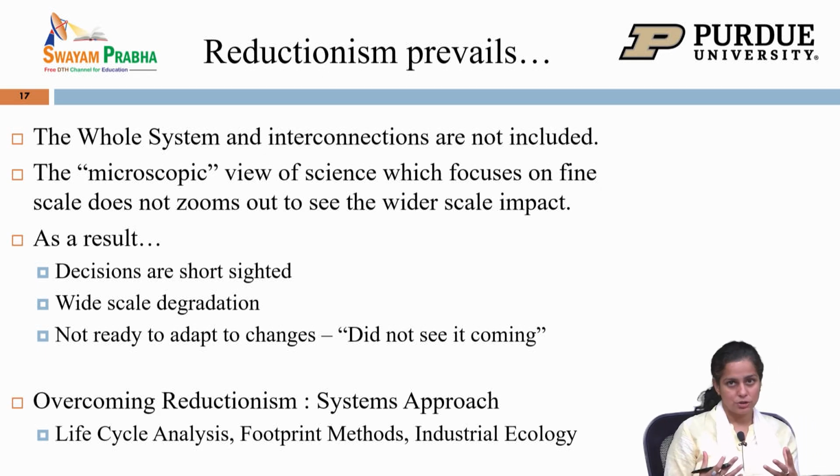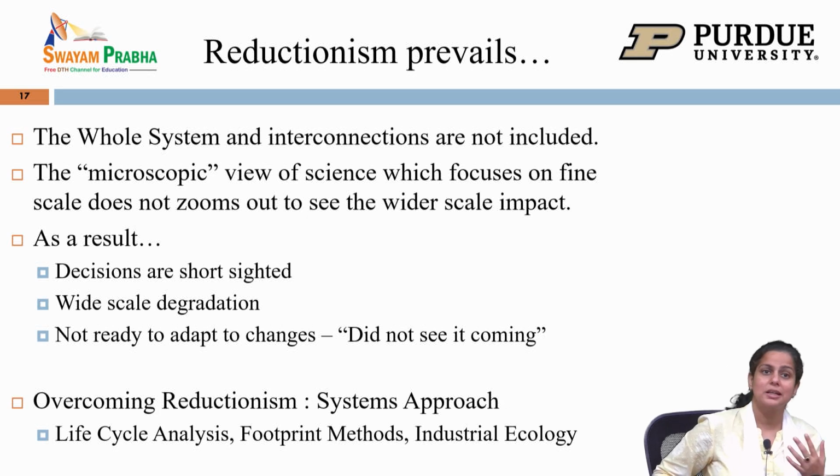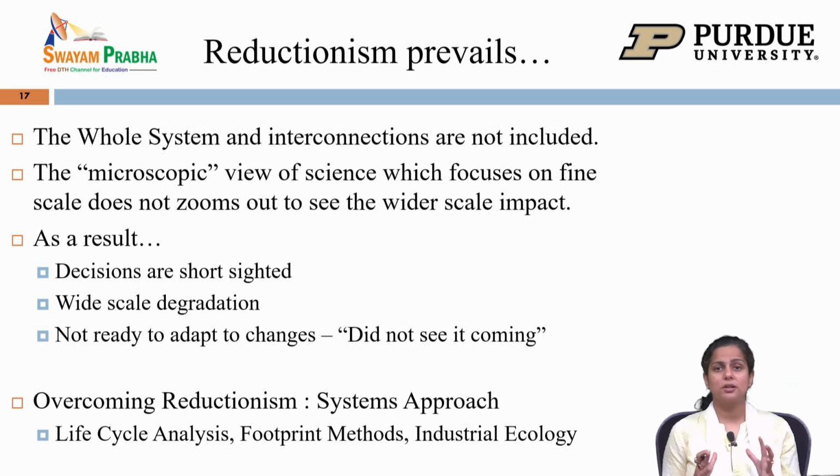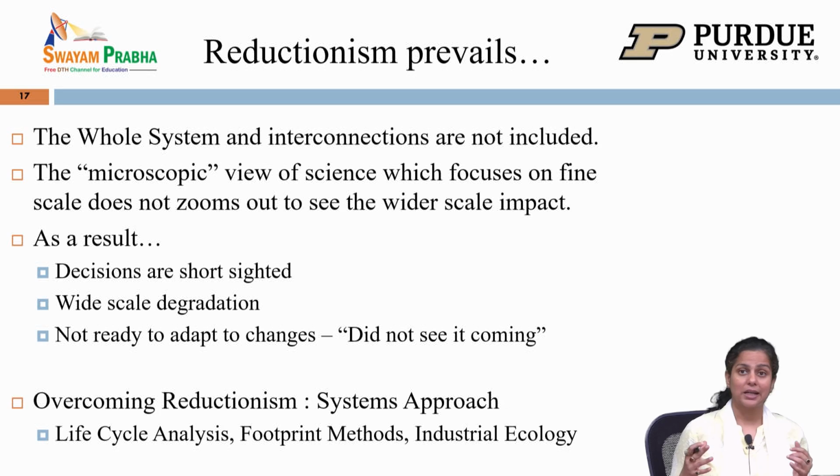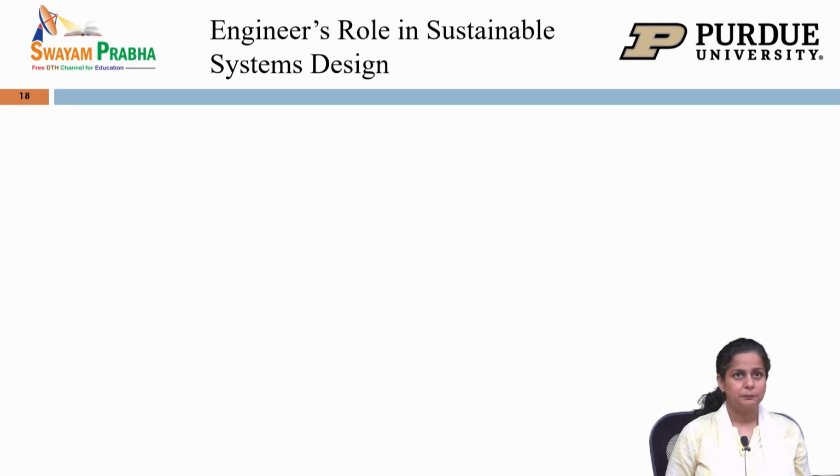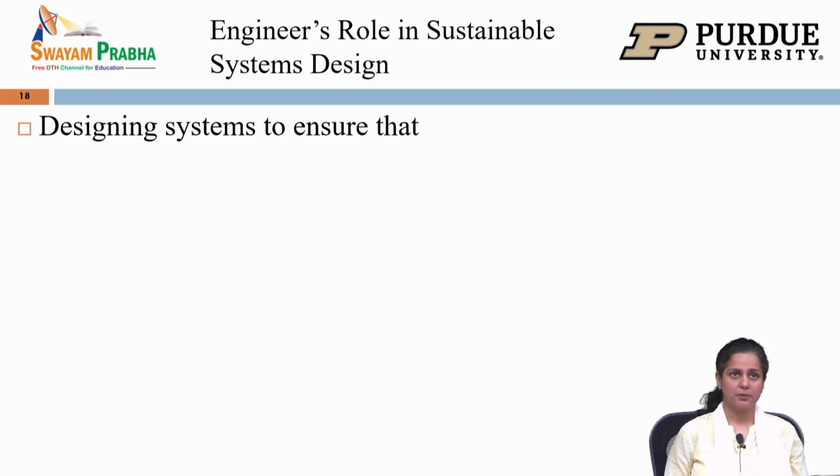So, how do we overcome reductionism? We take the systems approach, and in this course we will learn the techniques of this systems approach, like life cycle analysis, industrial ecology, and some of the footprint methods. So, what does an engineer do in sustainable systems designing?